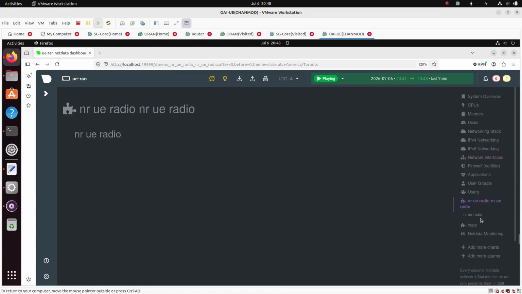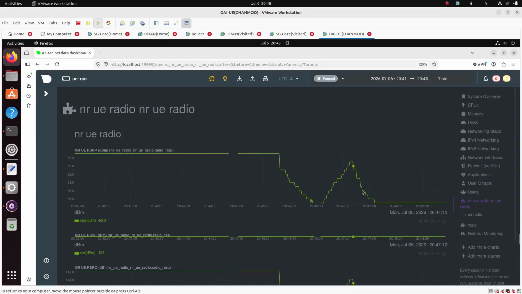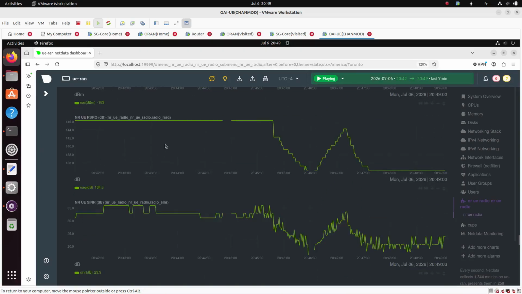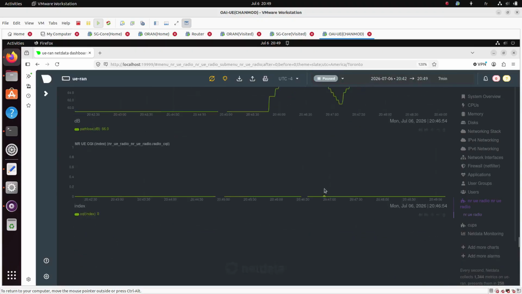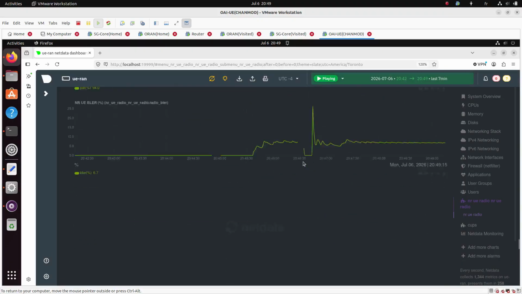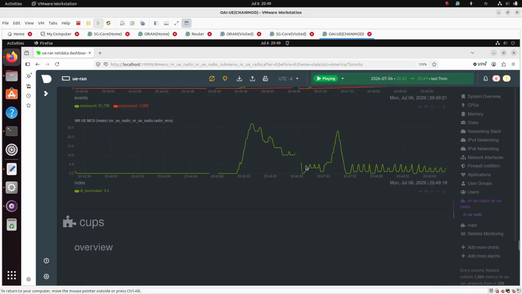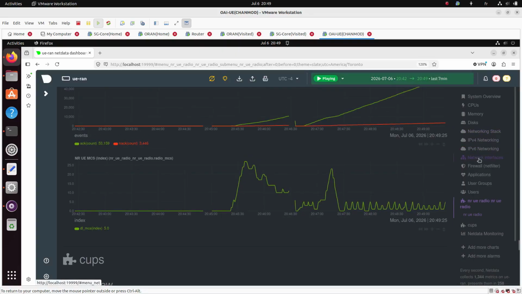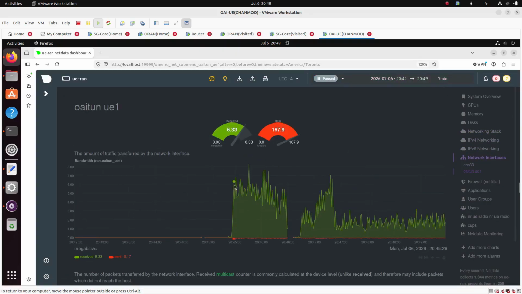Finally, Netdata visualizes the radio metrics from the UE side: RSRP, RSRQ, packet error rate, packet delivery rate, BLER, and downlink MCS, as well as the data rate over the full trajectory, which clearly shows the service interruption time during the handover. Thank you.